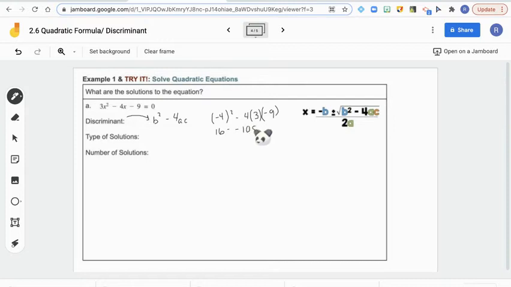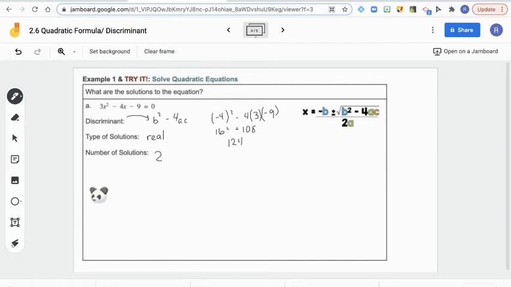Now be super careful about those signs, right? Because there's 2 negatives here, remember that that kind of turns into a positive. So 16 plus 108 is 124. Now because that's a positive discriminant, it means we're going to have real solutions, and we're going to have 2 of them. So we kind of know what to expect.